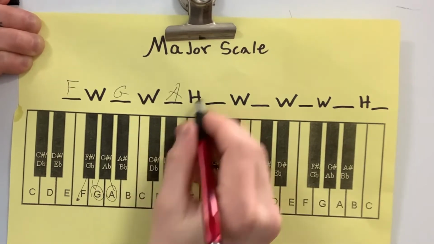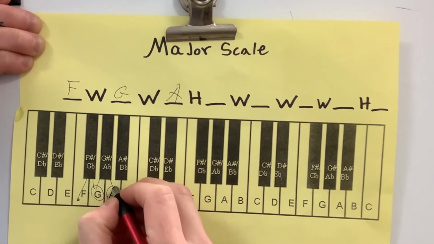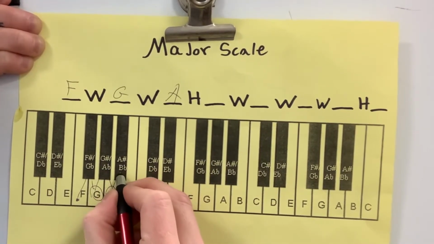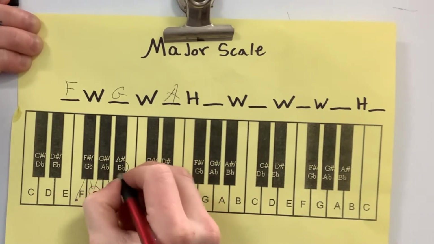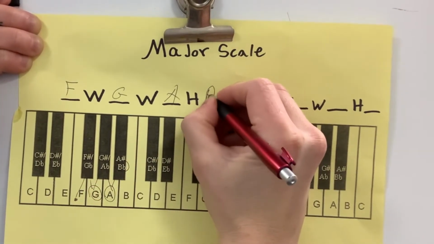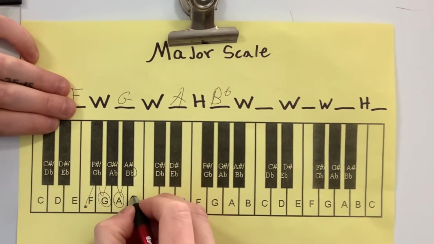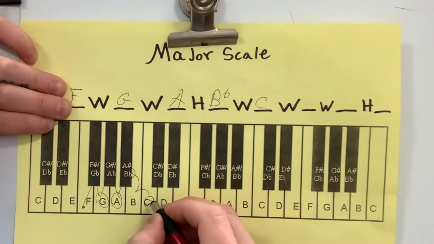A. Not a whole step. A half step from A gets us to this black key, and you can see the options are A sharp or B flat. Do you remember which one I said to use? B flat. A whole step from B flat. 1, 2 to C. A whole step from C.